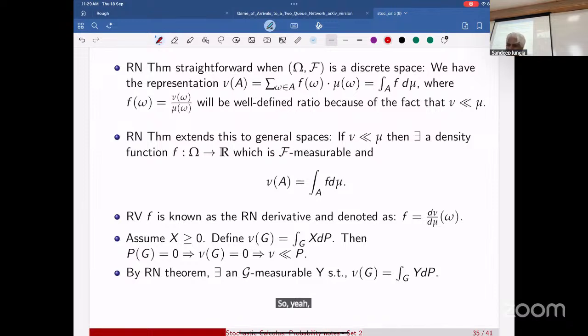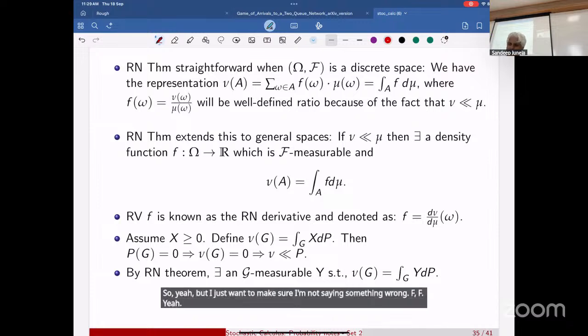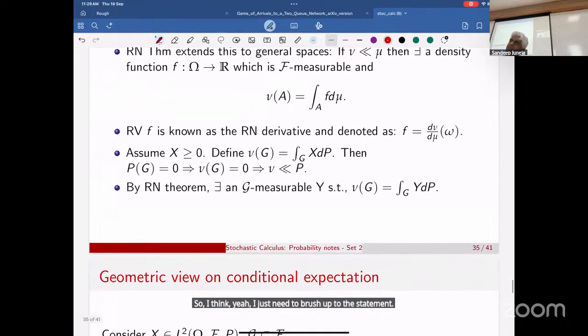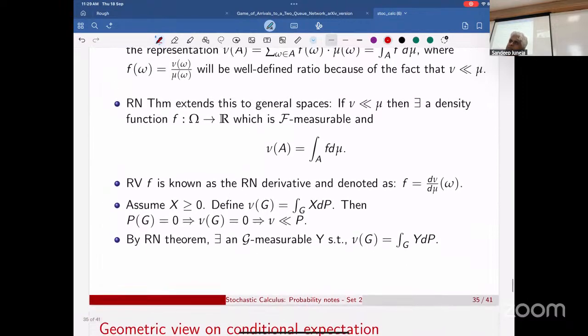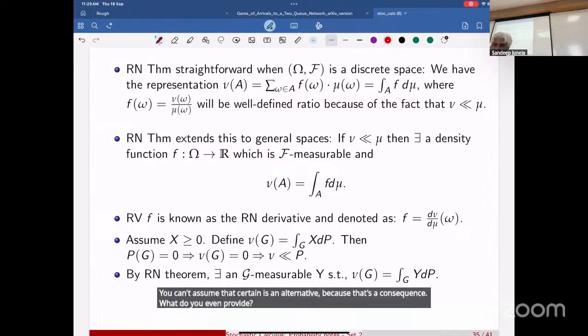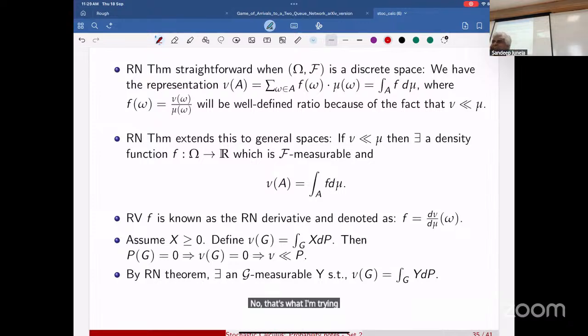I just want to make sure I'm not saying something wrong. F, the function. I need to brush up on the statement that we need mu and... You can't assume F is in L1 or L2 because that's a consequence. So what do you do with the premise? Yeah, that's what I'm trying to recollect exactly.